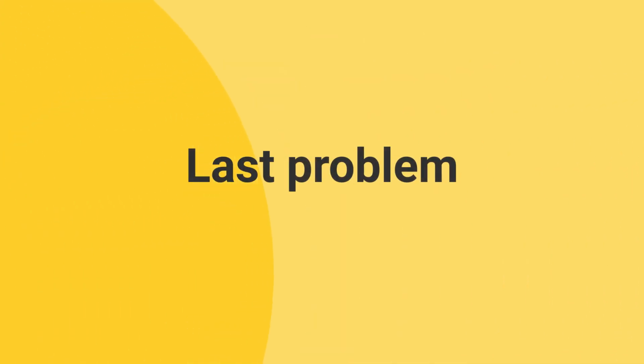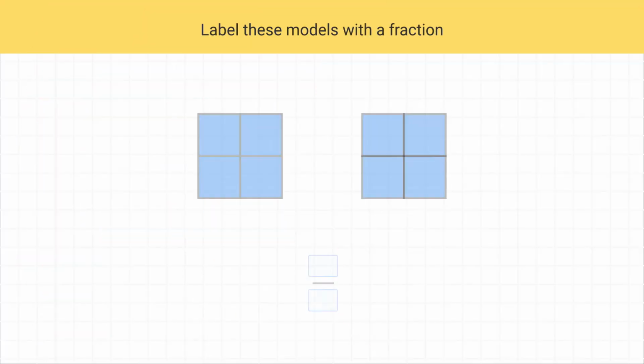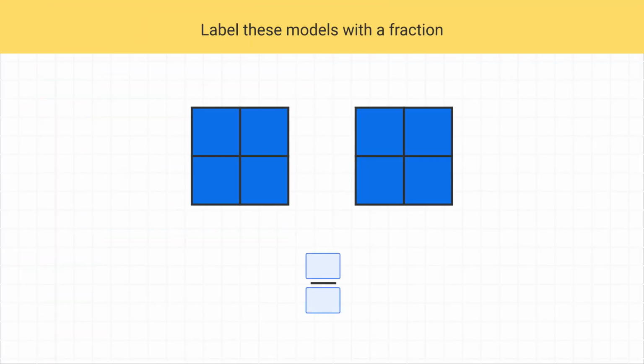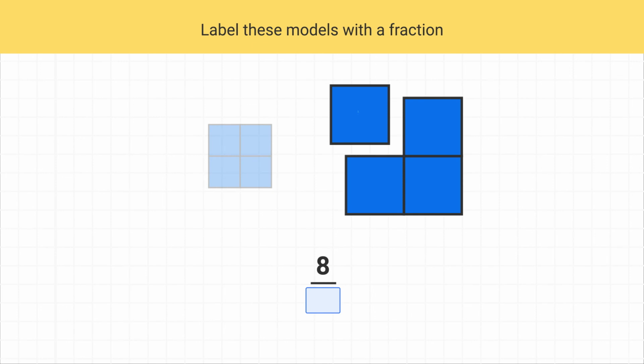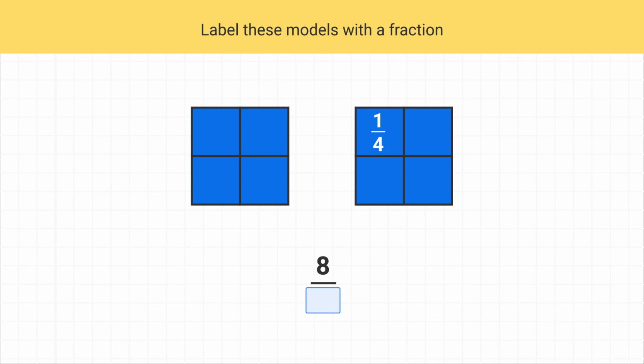Now here's your last problem for this video. Label these models with a fraction. Well, you could count that we have 8 shaded pieces in these models. So our numerator is 8. But if you look at each piece, it's 1/4 of the square. So these are all fourths, and we just have 8/4.